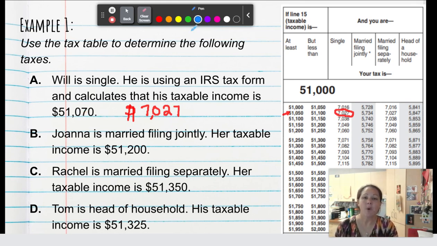$7,027. Based off of this taxable income, he would be liable to pay $7,027. For Joanna, we have her as married filing jointly, and her taxable income is $51,200.